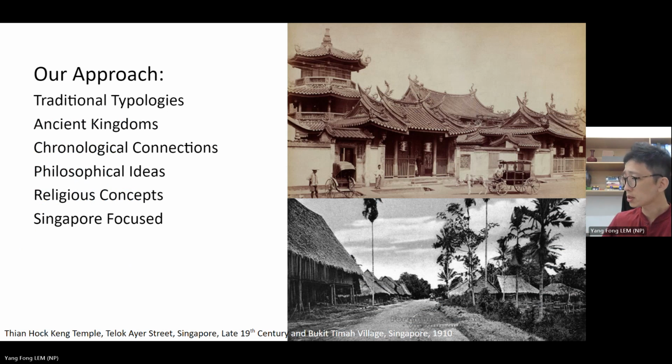Okay. So we'll be looking at traditional typologies, with a lot of generalization, but we will trace the traditional typologies. We'll look at ancient kingdoms, then try to form chronological connections, which is quite helpful for understanding the events in history that led up to the formation of certain ideologies. We'll look at philosophical ideas and religious concepts, and it will be Singapore focused, because we are based in Singapore.